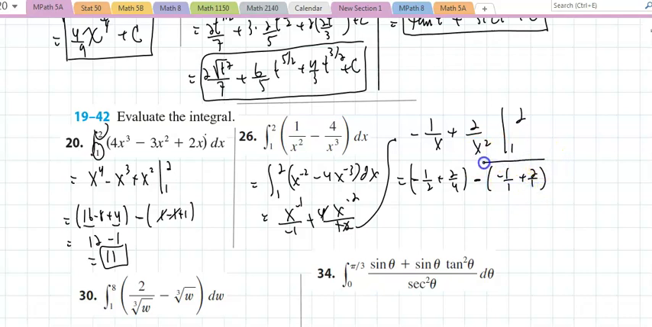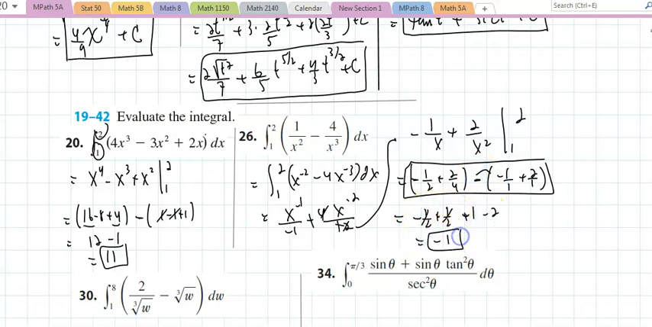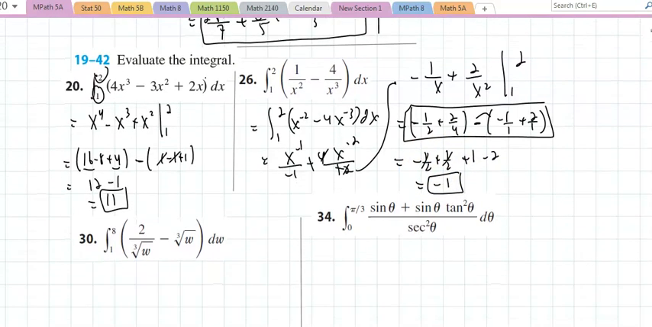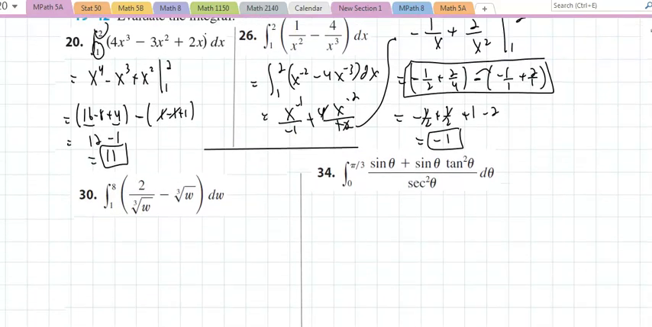Now on a test, this is fine for me. For the homework, you need to clean it up and match it with the back of the book. That will be minus 1/2 plus 1/2. Distribute that in. Plus 1 minus 2, that will be a negative 1. Again, I think it's really straightforward, not that complex at all.